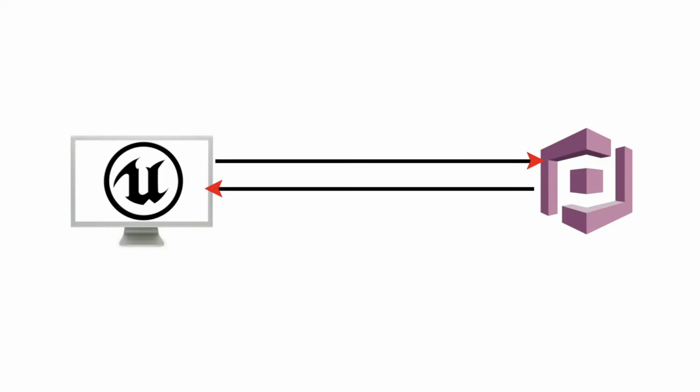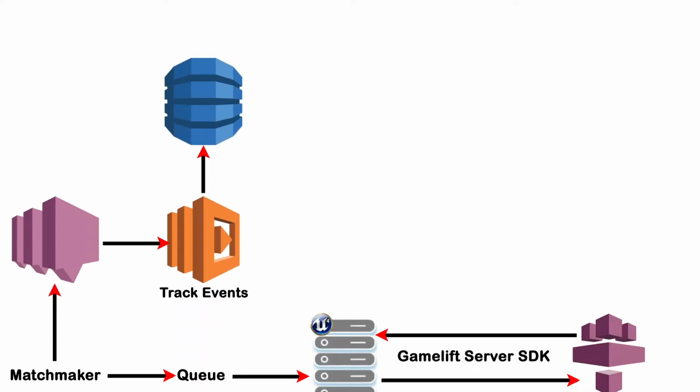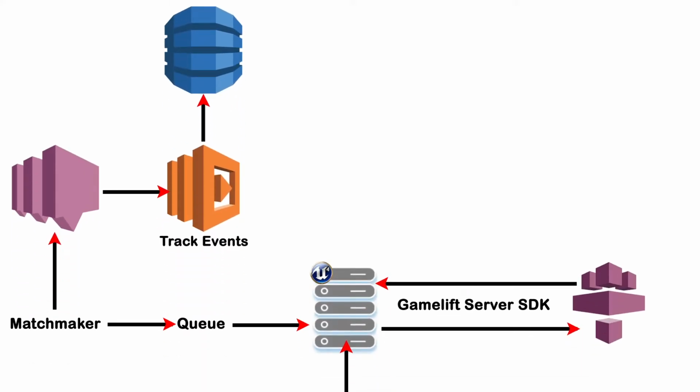Hello everyone and welcome back. In this part of the tutorial, we will be working on the client service that our Unreal Engine game client will use to communicate with the Amazon GameLift and DynamoDB services. These components of the client service will be used primarily for matchmaking purposes.